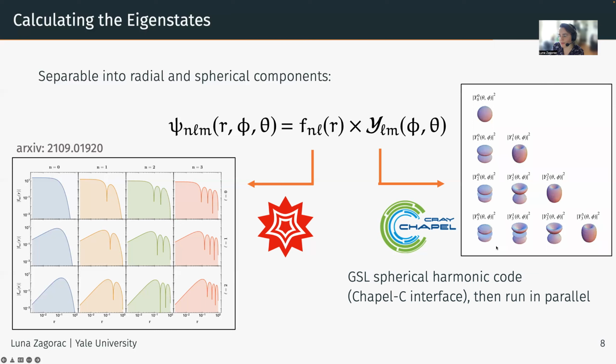So the spherical harmonics are shapes that we already know. chplUltra not only decomposes our results into these individual eigenstates quickly due to its parallelization, it also saves us the hassle of having to write complicated mathematical equations by hand by calling on this GSL spherical harmonic code, which is great.